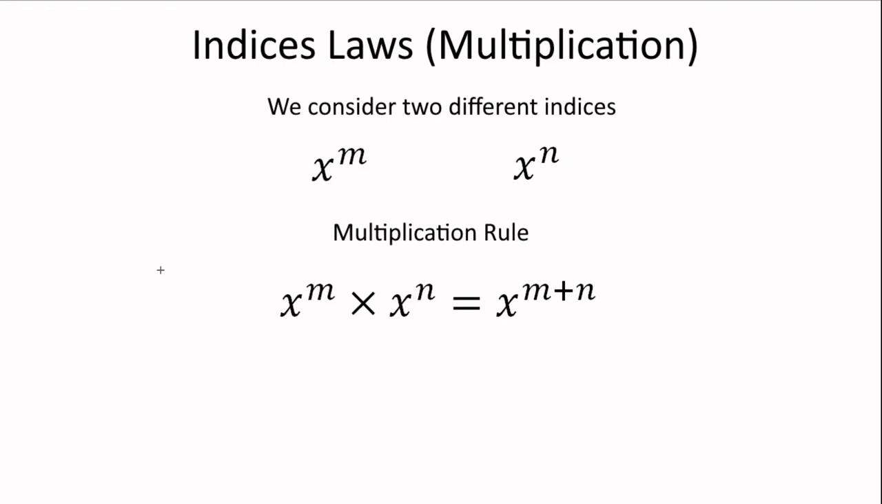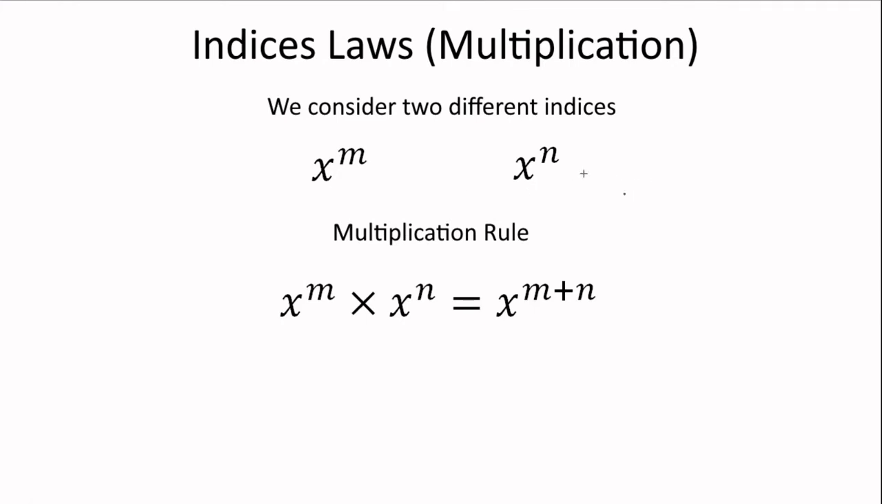The first one is for multiplication. So let's consider 2 different indices here, x to the power of m and x to the power of n. Remember we said that these could be any number, they could be different or they could be the same. Actually, it doesn't really matter. But just make sure they're 2 distinct, different variables.